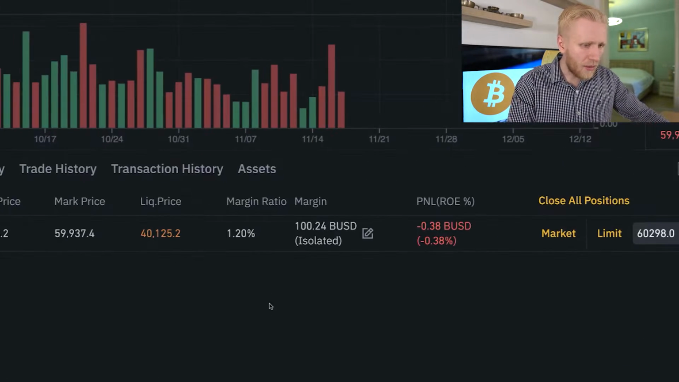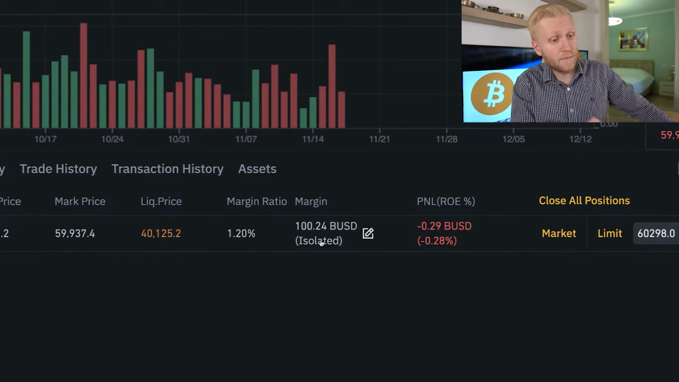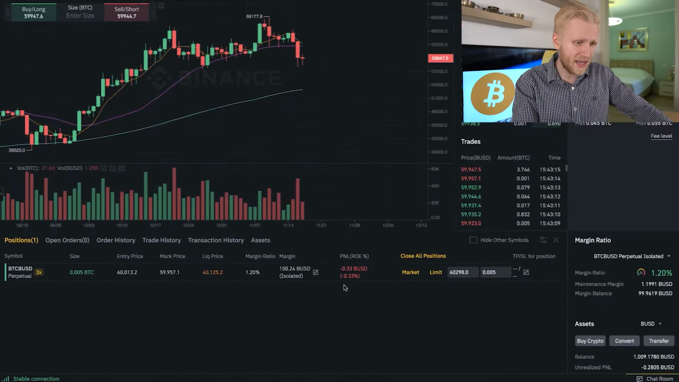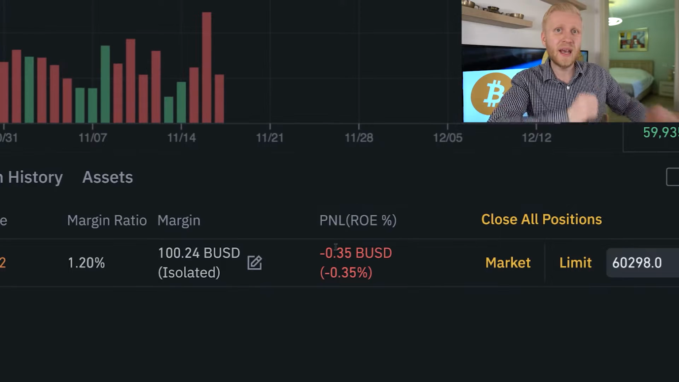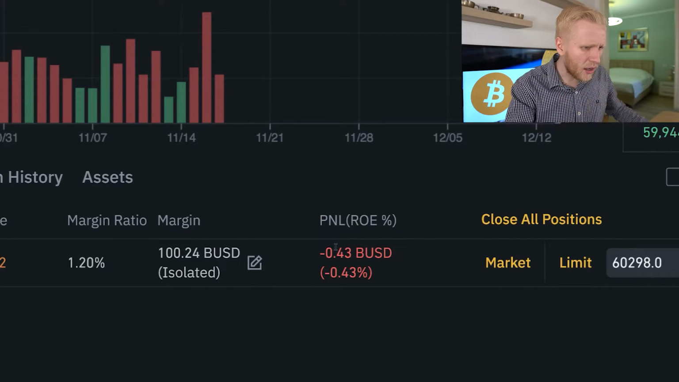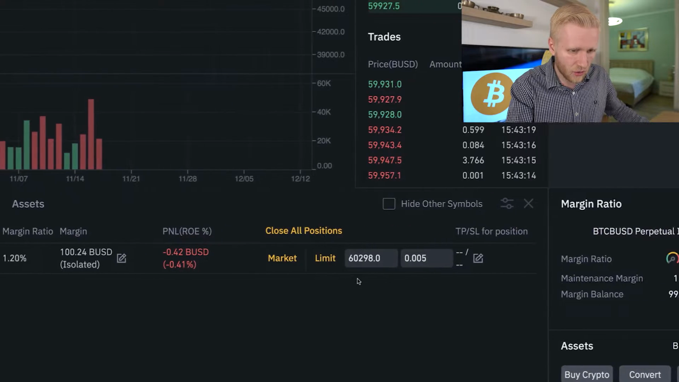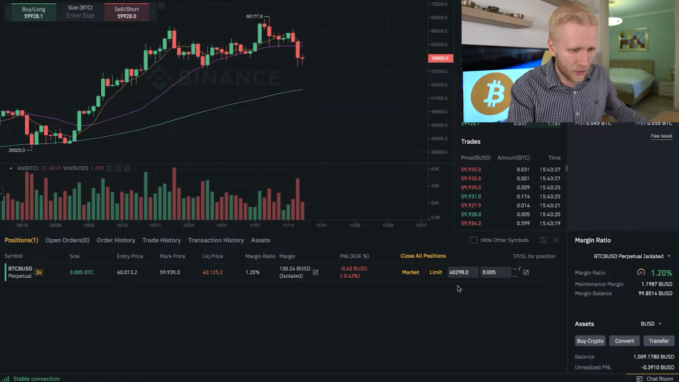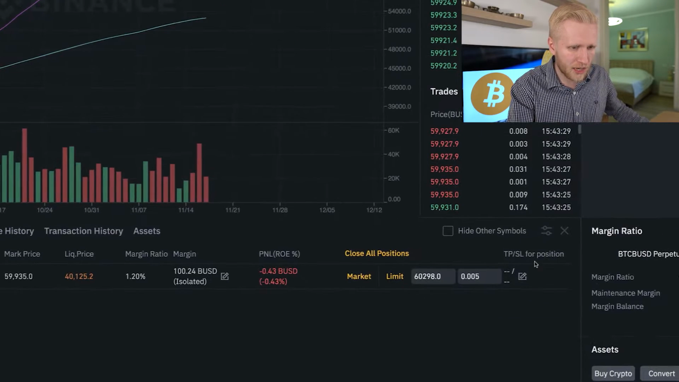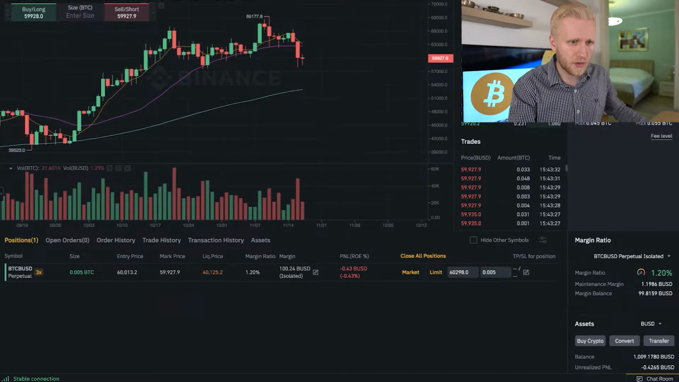And here you will see the margin. So this is the money we have put here, around 100 BUSD, and this one shows the P&L, meaning profit and loss. At the moment it's around 40 cents on the loss because we just started a couple of seconds ago. And here you can see all the other information. Of course, you can put take profit and stop loss, which we already talked about in the previous video. But if you're just trying this out, you don't need to do this.